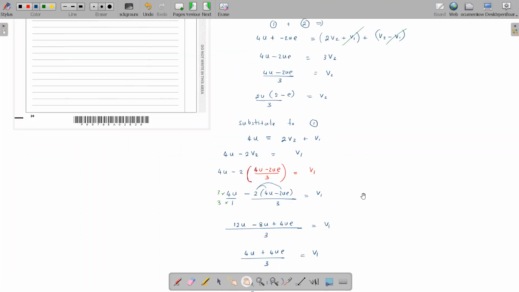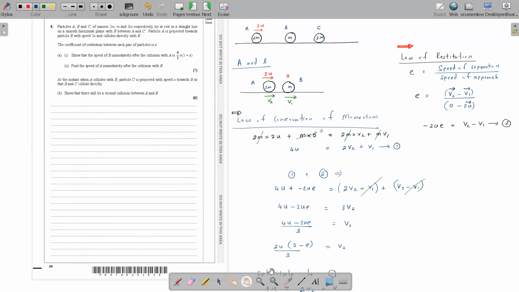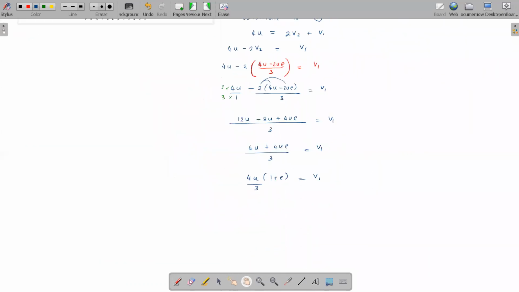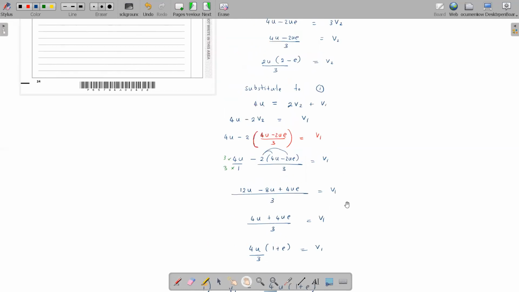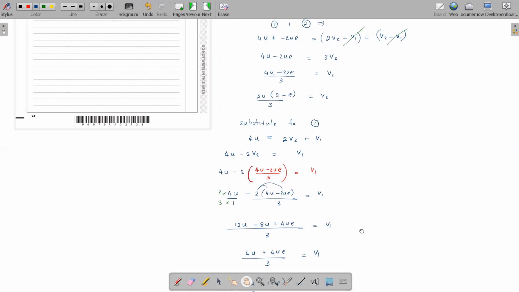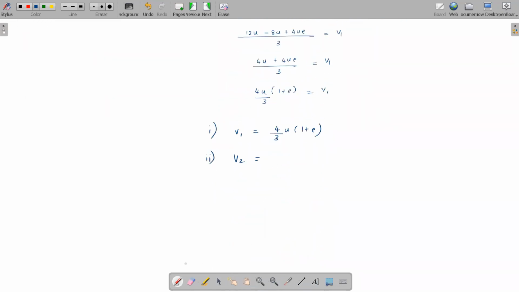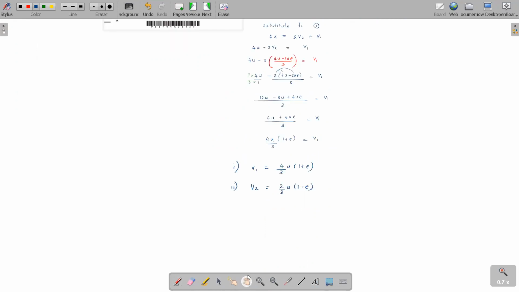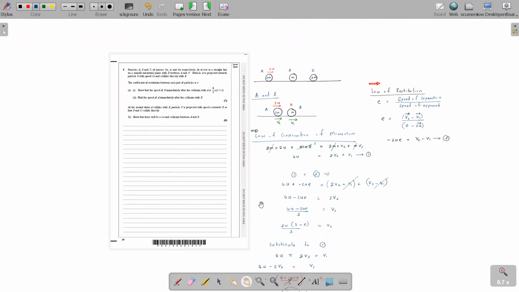So is that correct, right? 4 over 3 u into (1 plus e). This is the answer for Roman number 1. So Roman number 1 answer: V1 is 4 over 3 u times (1 plus e). Roman number 2 answer V2, which we found, is 2 over 3 u times (2 minus e). It's simultaneous, so it depends on the way you are solving. Okay, so this is the answer for part A, 7 marks.